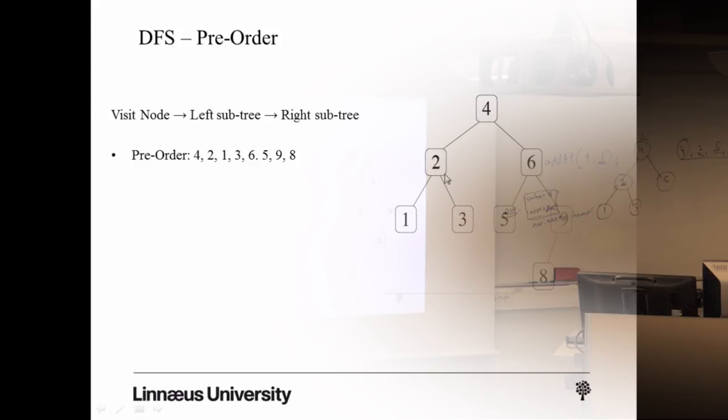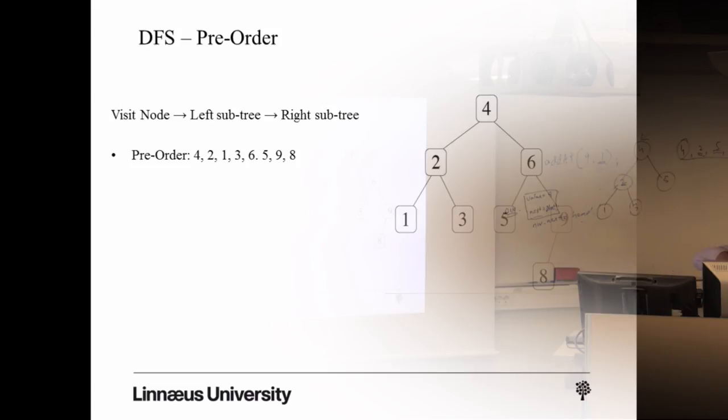Since we have already visited 4 and 2, and we already visited the left tree, we then go to the right side. In this way, we will get the elements. And when we go to this node 6, once again, we visit this node itself, and then we go to the left side. After completing this left side, we go to the right side. So this is the pre-order. In the pre-order, we visit the node itself first, and then we go to its left side. And after visiting the left side, at the end, we go to the right side.